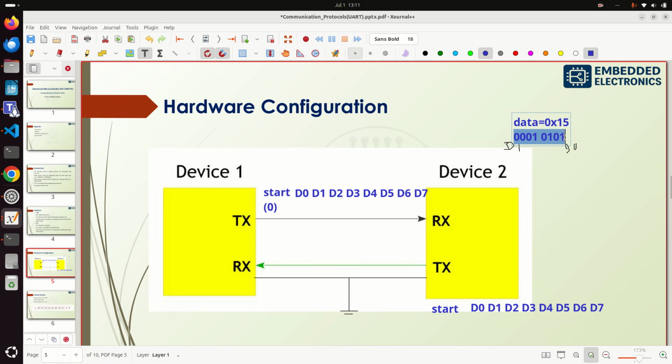Now, once you are done, you have to tell device 2 that you are done. How to tell? You have to send a stop bit. For that purpose we have the stop bit. So now device 1 needs to send a stop bit. Stop bits can be 2 bits, which is nothing but 1 1.